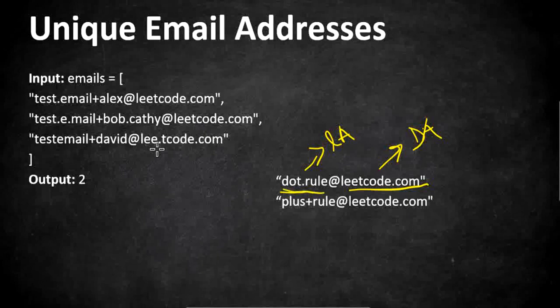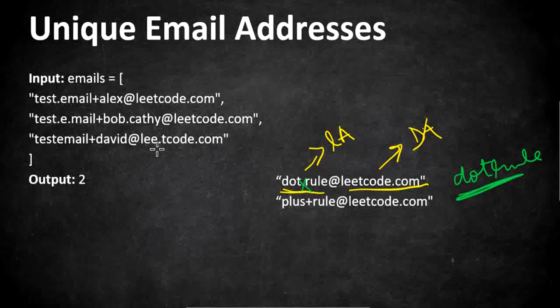The first rule is, if there is a dot, the dot should be ignored, and this email address can be represented as dotrule at leetcode.com. There is no dot included in the receiving address.